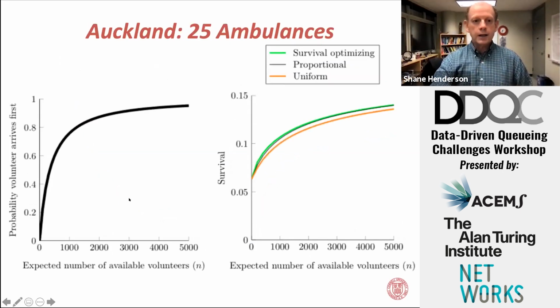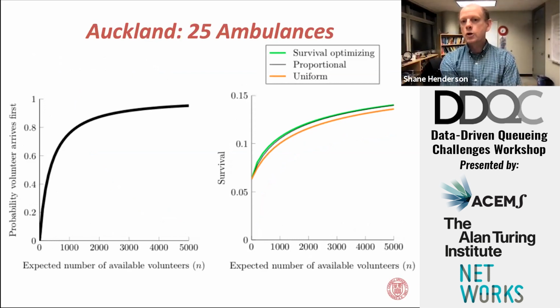We can do other calculations. On the left-hand side, I'm showing you the probability that a volunteer will arrive first as a function of the number of volunteers. And basically, you don't need too many volunteers to be sure that you beat the ambulance to the location. And that's just a fact, right? We're all stuck with this no matter where we live.